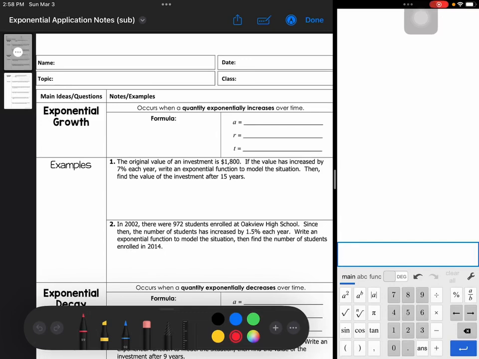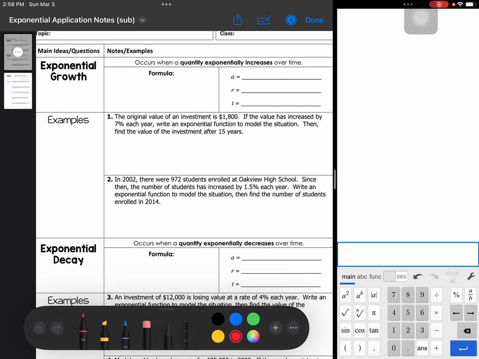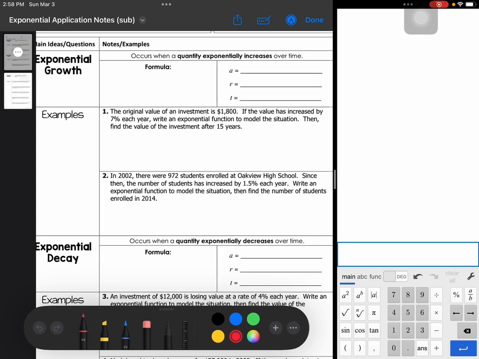All right, today's video is focused on exponential applications. So how do we use the exponential functions that we have been learning about for the past couple weeks in real life scenarios? So the first type we're going to look at is exponential growth. This occurs when a quantity exponentially increases over time.